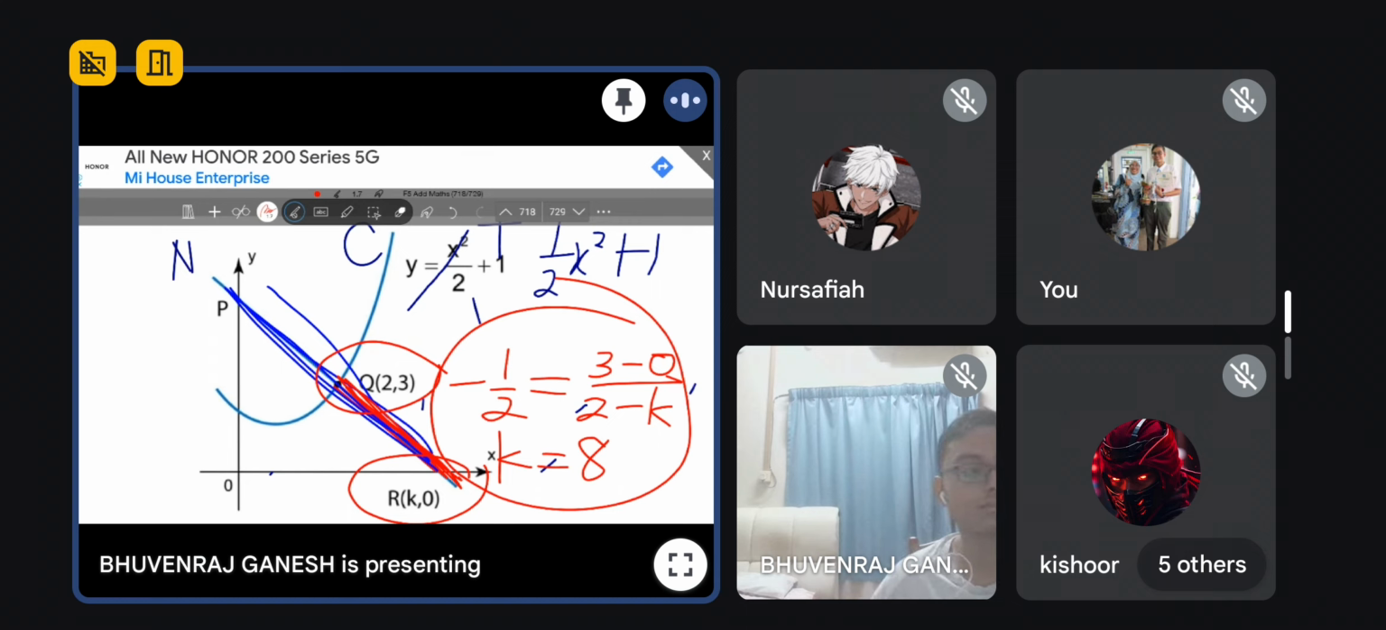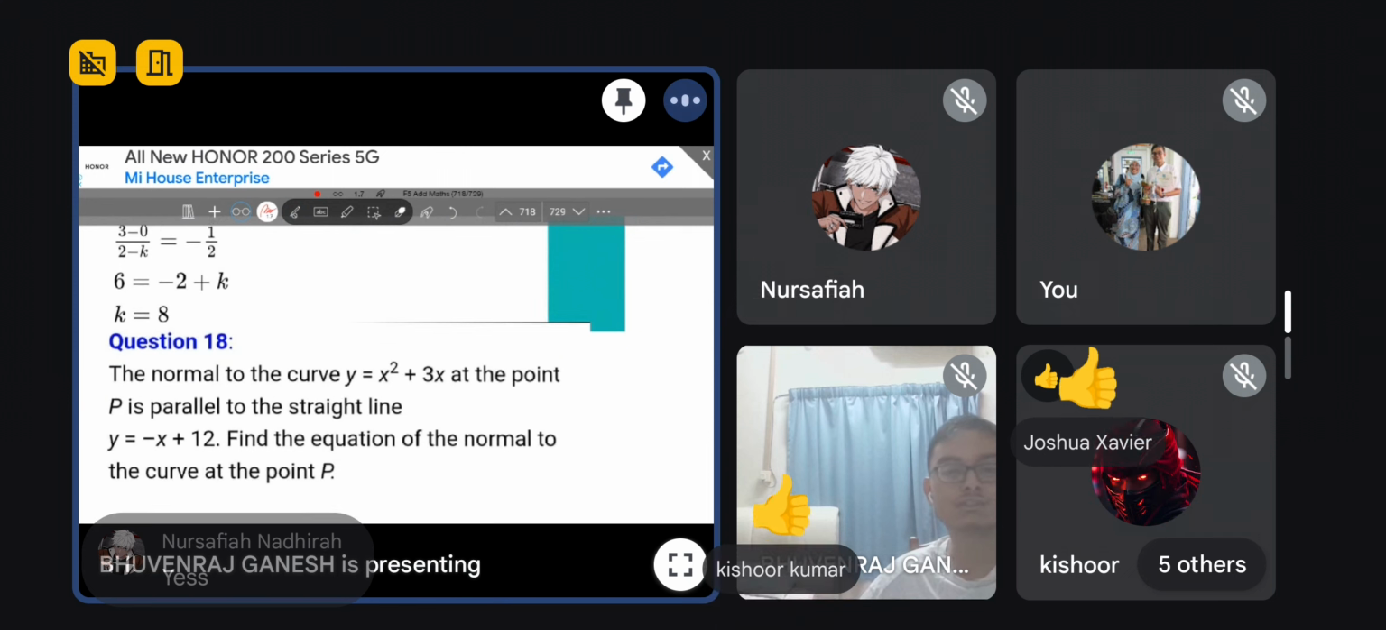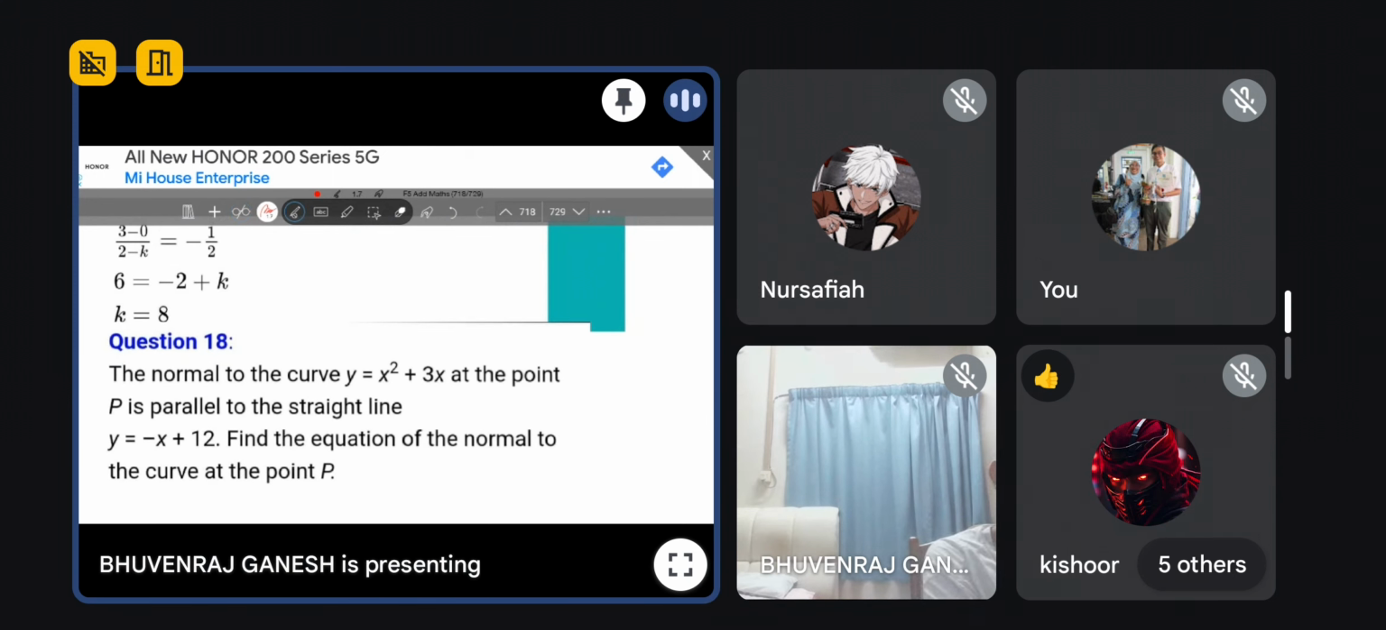Okay, so your answer is K equals to 8. Are you clear, guys, for this question? Boleh dapat? Can, okay, next one. Soalan ke-18. Hari ini kita buat banyak soalan, a lot of question. So curve, you have a lengkung. Okay, so mereka kata parallel.